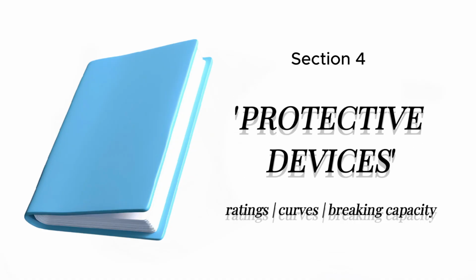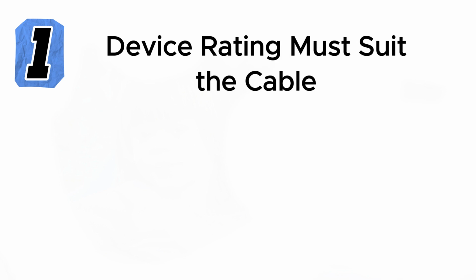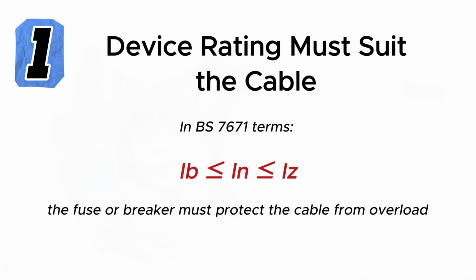Section 4. Protective devices, ratings, curves and breaking capacity. Now let's talk about protective devices, the part students often overlook. 1. Device rating must suit the cable. In BS 7671 terms, IB less than or equal to IN less than or equal to IZ, meaning the fuse or breaker must protect the cable from overload.